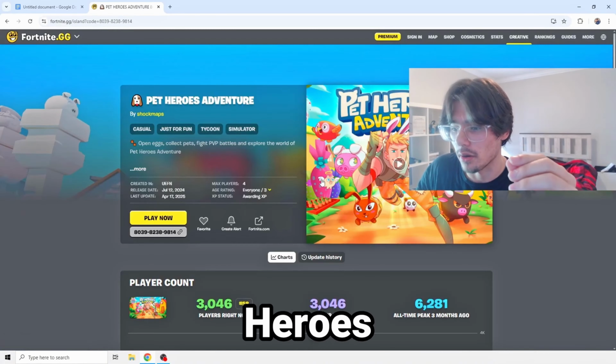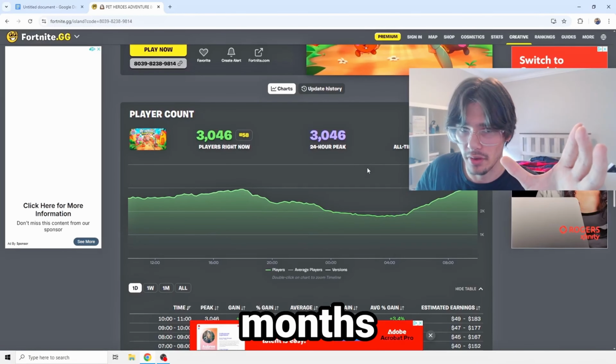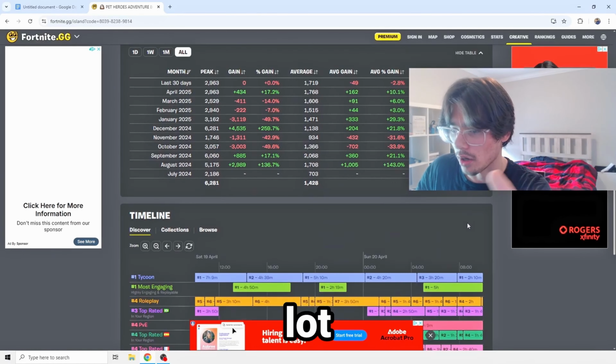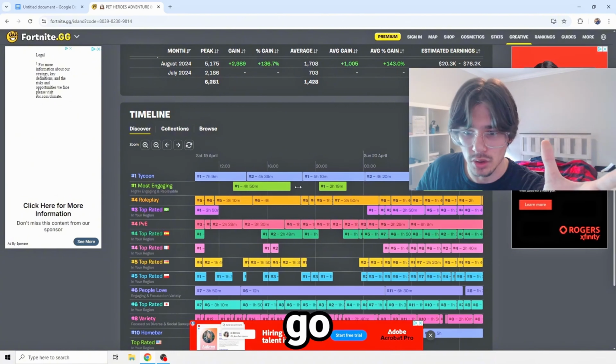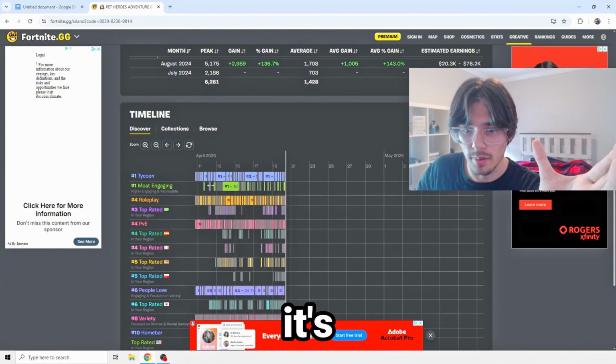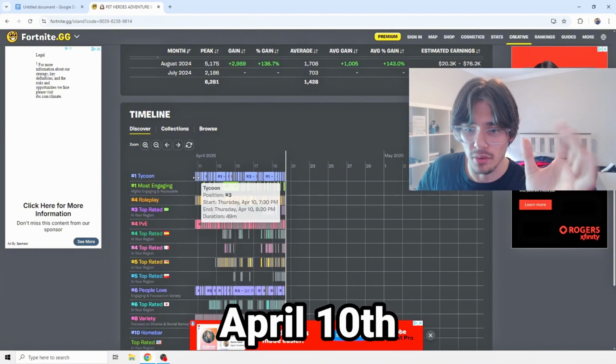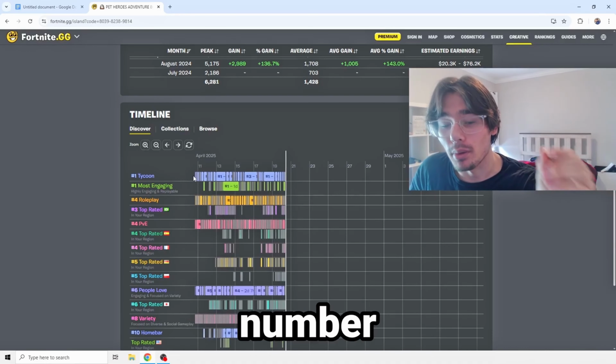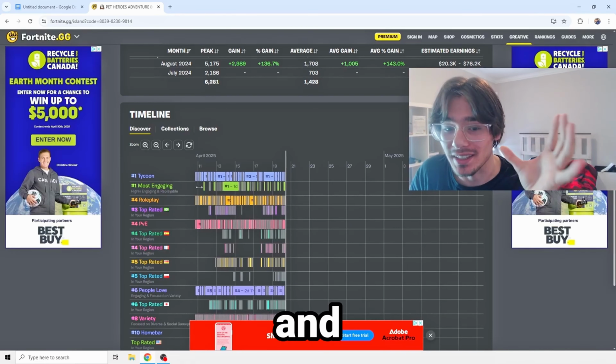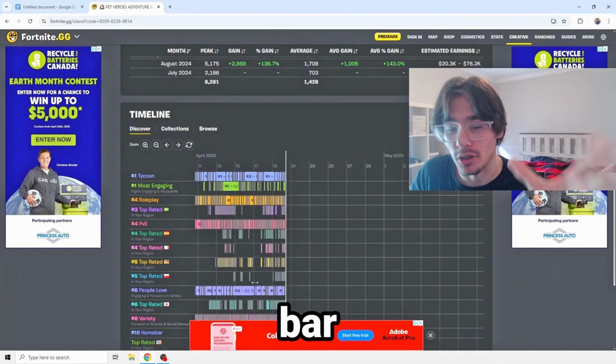But if we go to this one here, Pet Heroes Tycoon, 6,000 players 3 months ago. But if we go to the graph here, obviously it's made a lot of money. It's made $500,000. But if we zoom out, look how long it's been in the #1 tycoon spot, since April 10th. So for 10 days straight, it has been in the #1 spot in the tycoon category. And this goes the same for most engaging, home bar, trending, and discover.